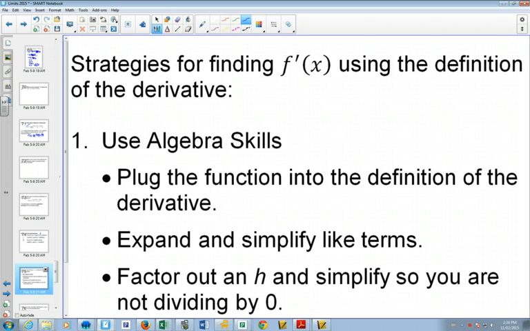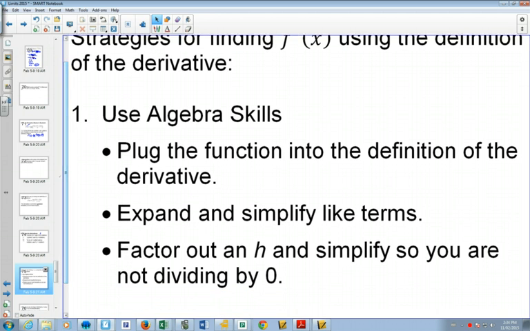Anyways, how are we going to find the derivative, f prime of x? Well, we're going to use the definition, and we're going to use that first one as h goes to 0. We're going to plug the function, whatever function we're doing, into the definition. Expand and simplify like terms if needed. Often we'll have to factor out h or use those skills that we had for evaluating limits so that an h will cancel out with the h on the bottom so we can actually evaluate our limit.